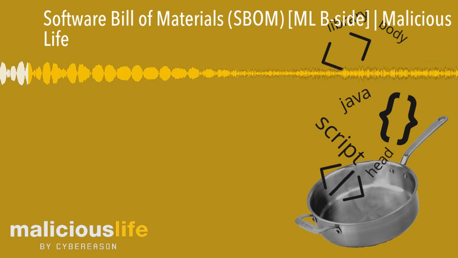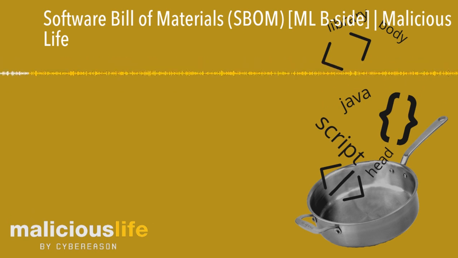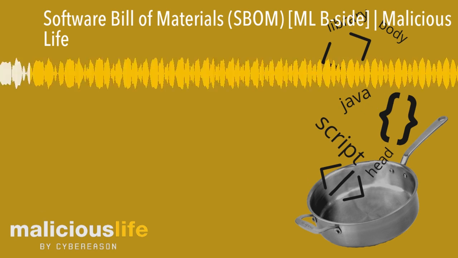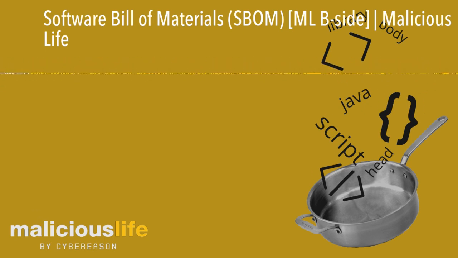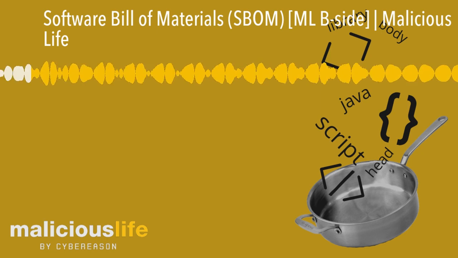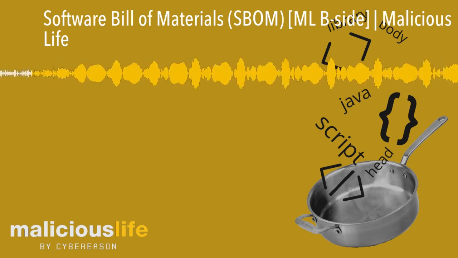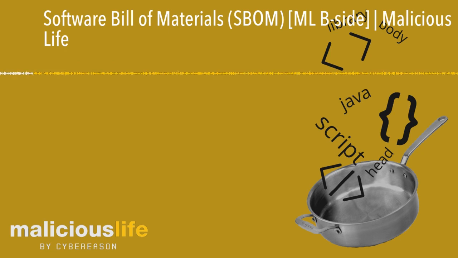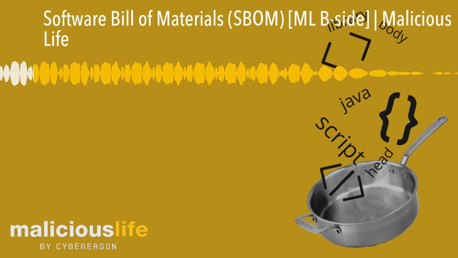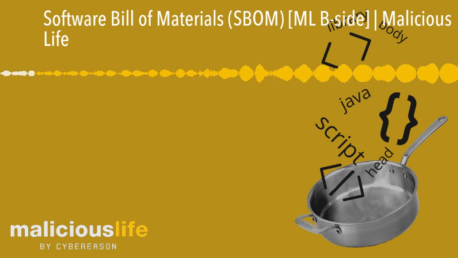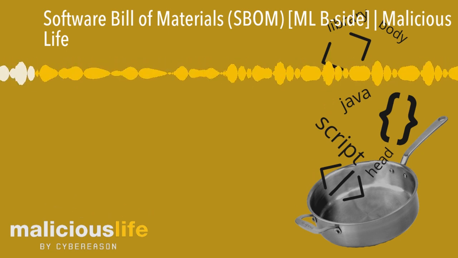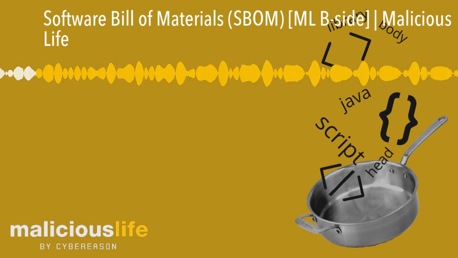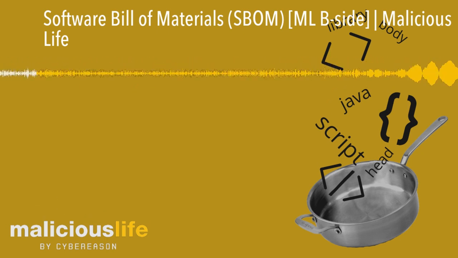It is a list or a nested inventory of all open source and third-party software components present in a codebase. It lists all the versions of these software components, their patch status, and even their licenses. This way, when a new version of a software component is released or a new vulnerability is discovered in some library, developers can easily identify which of their codebases are affected.